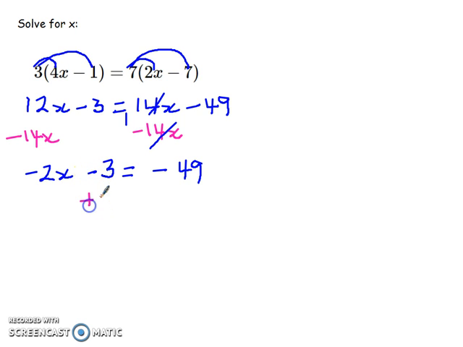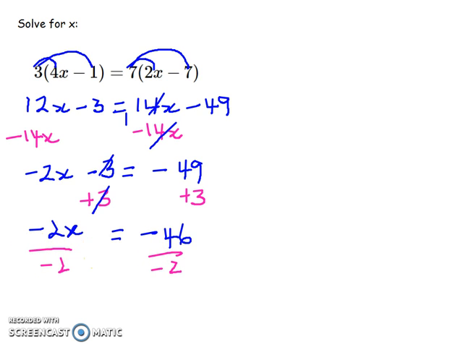This minus 3 is the next thing to go, and I get rid of that by adding 3. Minus 2x minus 3 plus 3 equals minus 49 plus 3 is minus 46. And then divide by minus 2 to both sides. Minus 2 divided by minus 2 gives me 1x. Minus and a minus make a plus. Half of 46 is 23.